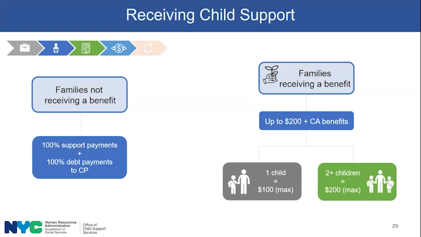on the case. So even though some of the money goes to DSS to repay the cost of the cash assistance benefits, there's a pass-through to the custodial parent above and beyond the amount that's in the cash assistance budget. And that pass-through can be up to $100 for one child, up to $200 for 2 or more children, provided the child support payments are being made by the NCP.